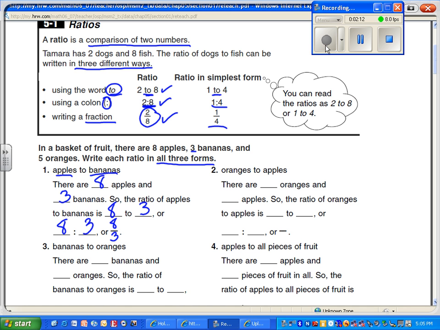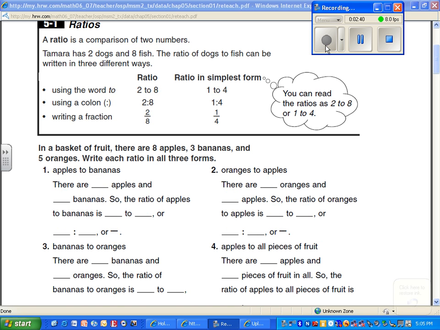All right, let's take a look at number 2, oranges to apples. How many oranges do we have? We've got 5, and we still have 8 apples. So the ratio of oranges to apples, make sure you go in that order, is 5 to 8, or 5 to 8, or 5 to 8. So hopefully doing these examples will help you with your homework, especially the beginning section.